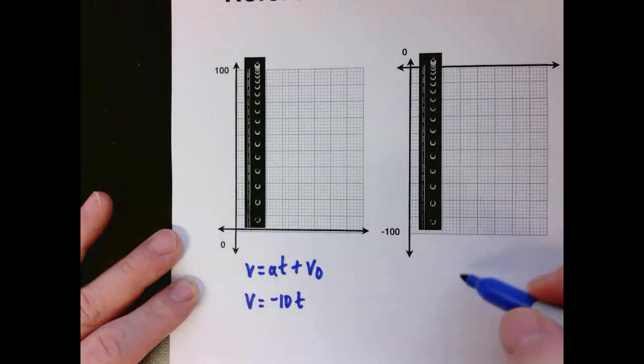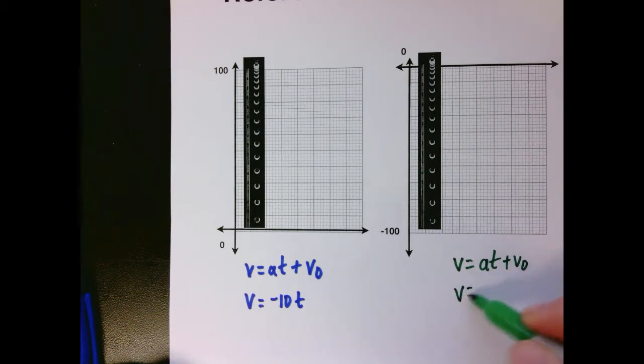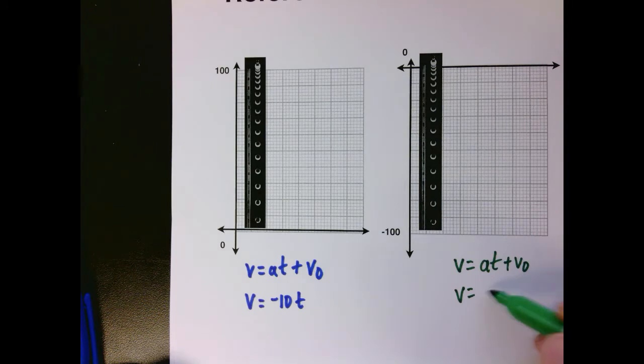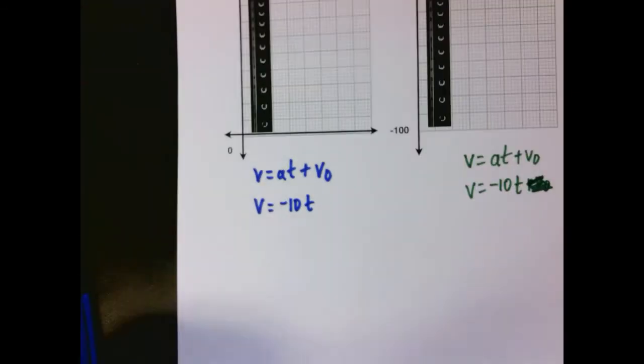Over here, we can see that the velocity is also at plus v0. The acceleration is also in this direction, so it is still negative 10t plus v0. The initial velocity is 0. So we have the equation negative 10t. So it has no effect whatsoever on the velocity equations.